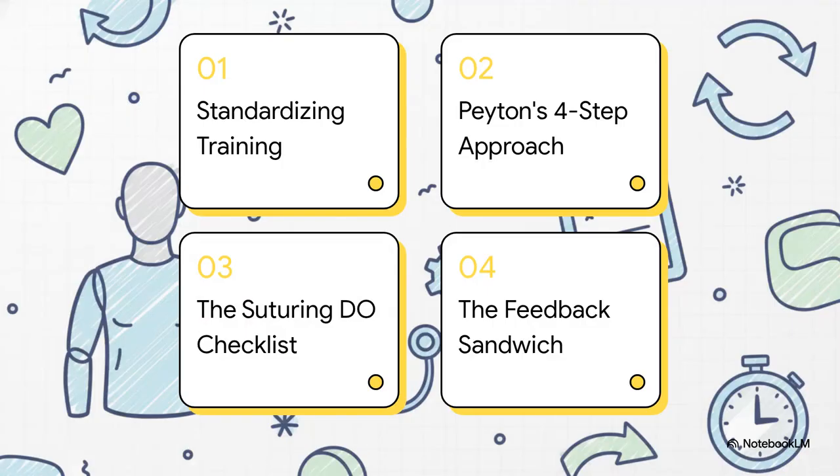So here is our roadmap for today. First up, standardizing safe clinical training. Second, Peyton's 4-step approach. Third, the suturing DO checklist. And finally, we'll wrap up with the feedback sandwich. Basically, we're breaking this down into a pedagogical triad: the method, the measurement, and the aftermath, just to make sure learning is as structured and effective as possible.